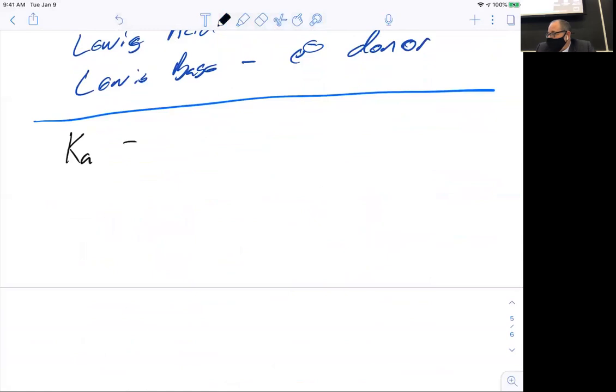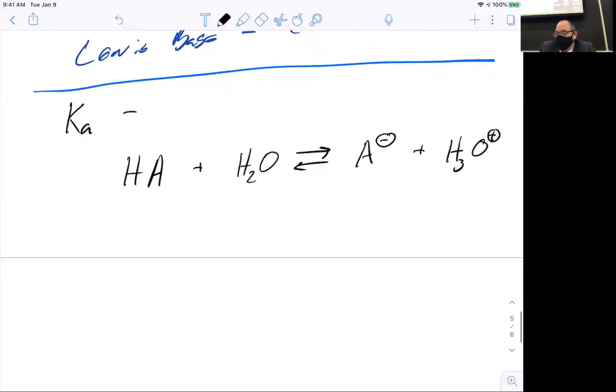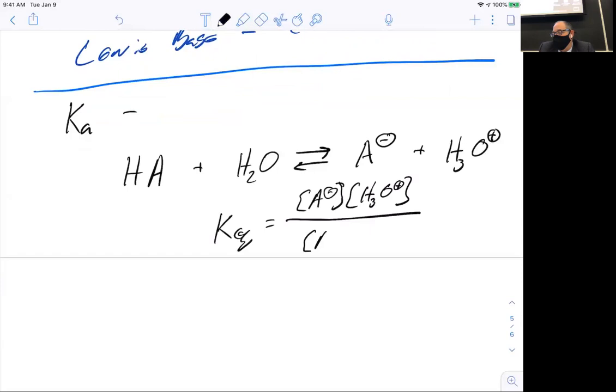Okay, now let's look at Ka. For this, let's look at generic HA plus water going to A minus plus H3O plus. If we look at a classic acid-base reaction, this is what's going to occur. We look at Keq, that's going to be the concentration of our products, the A minus and the H3O plus, over HA.